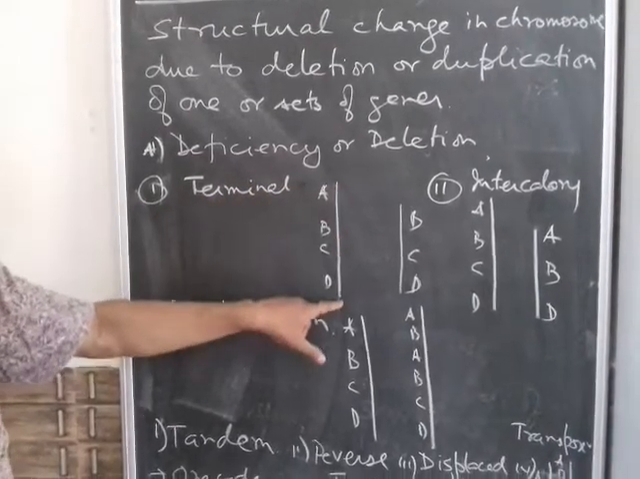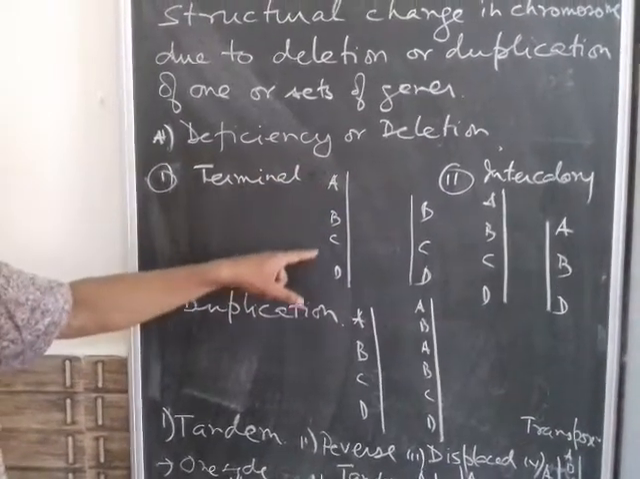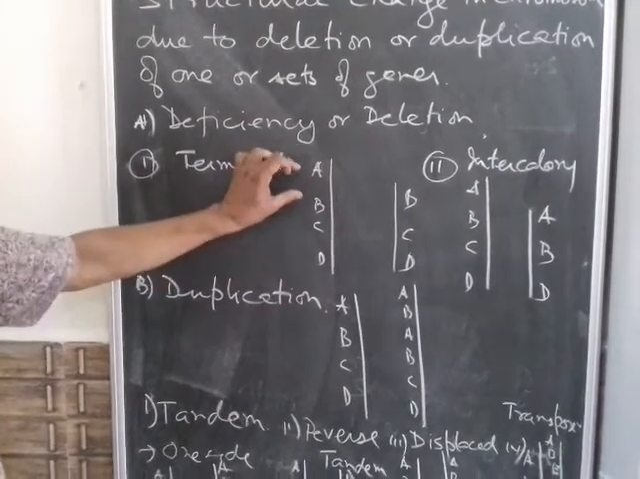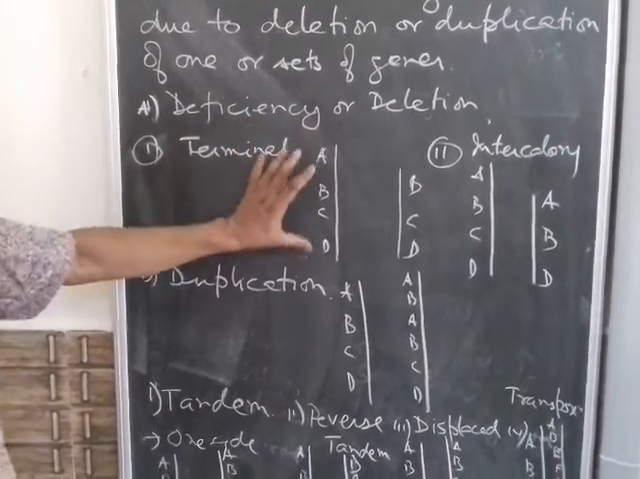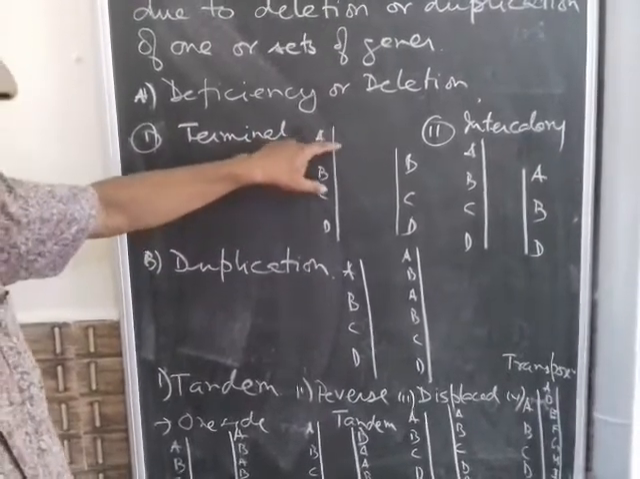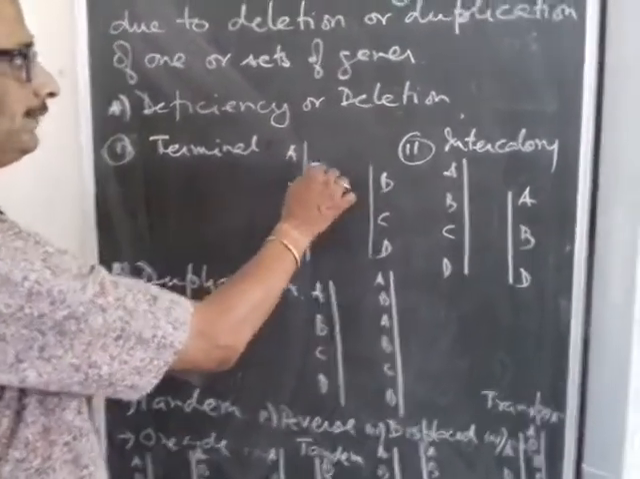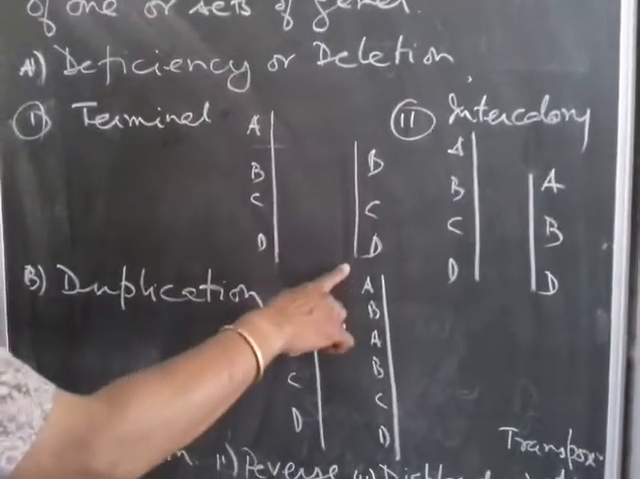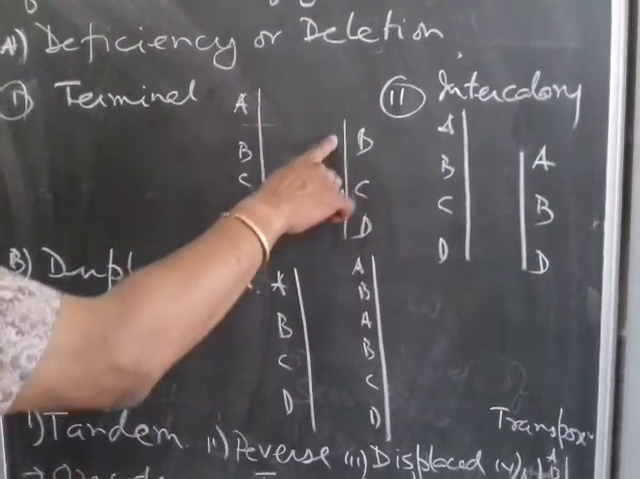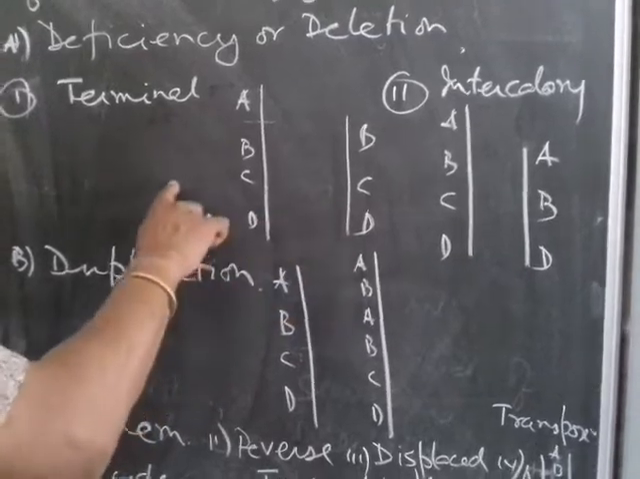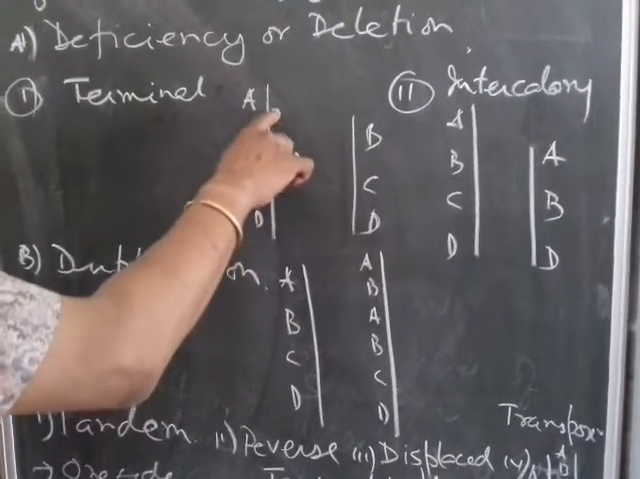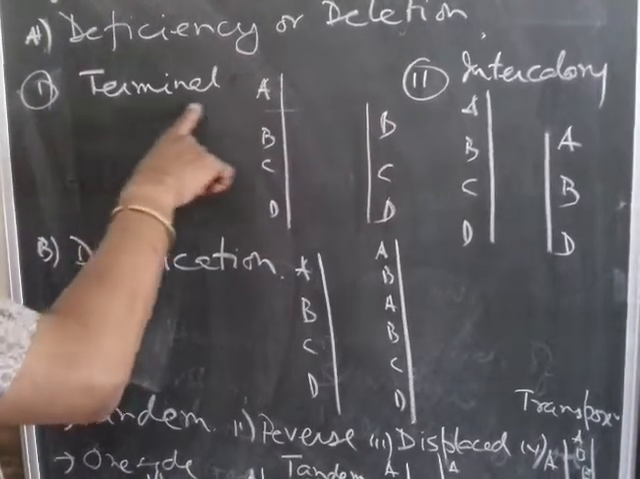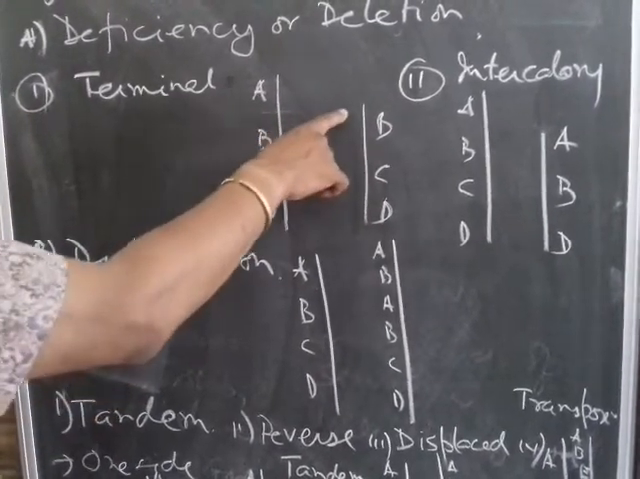Suppose this is a chromosome and this is the linear arrangement of the genes A, B, C, D. These are the different genes. The genes consist of different base pairs. Now, if the deletion has taken place from here, the terminal position, either this end or this end, we get a chromosome which is shorter than this, BCD. This is what we call a mutation where it is a deficiency or deletion, and it is classed as terminal, because it is from the tip.